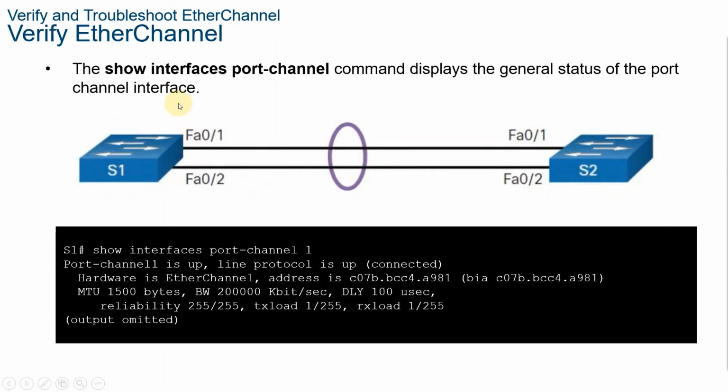Let's start with show interfaces port-channel. The show interface port-channel command displays the general status of the port channel interface. In the figure, the port channel 1 interface is up. This is port channel 1 combining Fa0/1 and Fa0/2 of both switches.